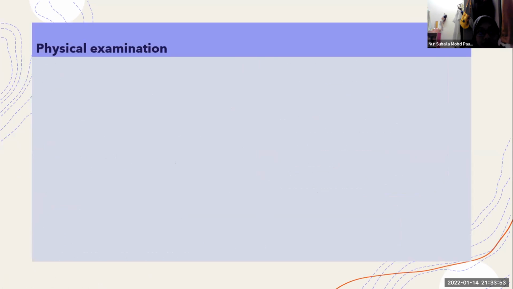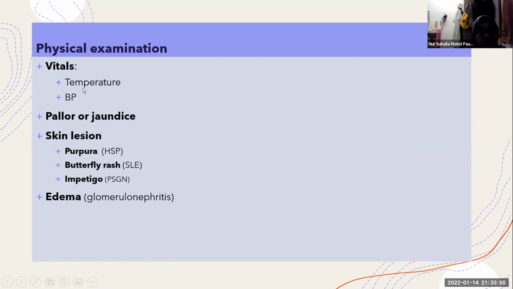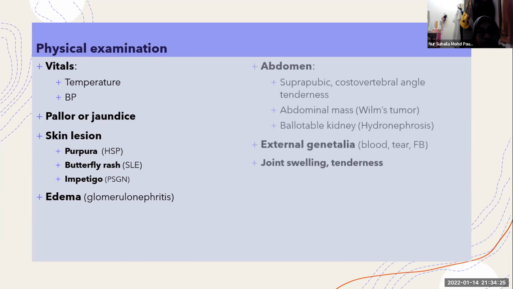Okay, for physical examination, first we need to establish the vital signs, check the temperature to see fever, and also check the BP to see any hypertension. Also look for any pallor or jaundice, and don't forget to look for skin lesions such as purpura in Henoch-Schönlein purpura, butterfly rash in SLE, and impetigo in post-streptococcal glomerulonephritis. Glomerulonephritis can also present with edema, so don't forget to check for edema.